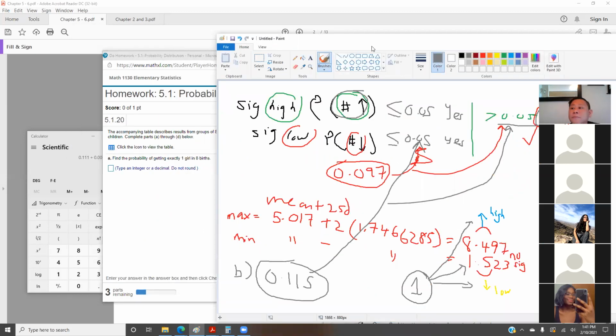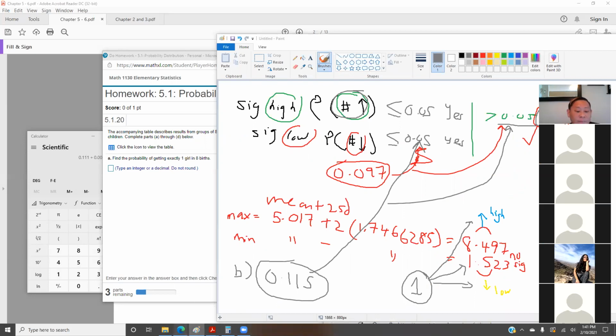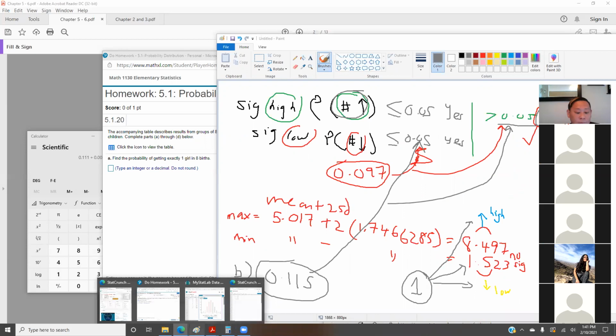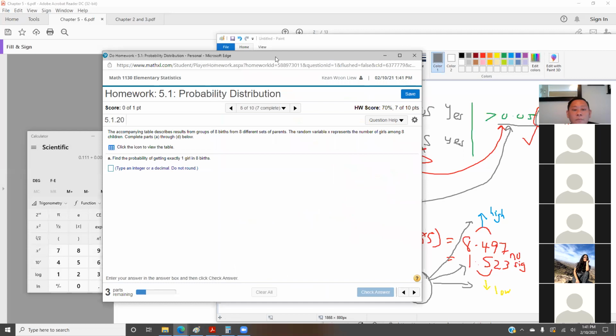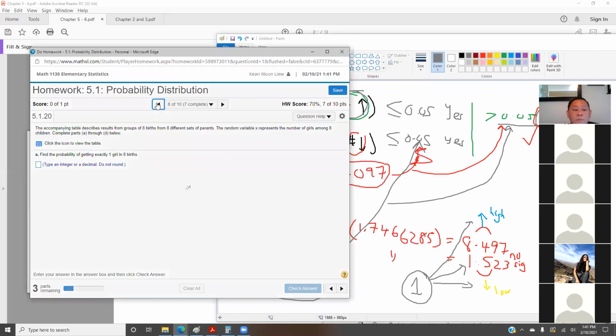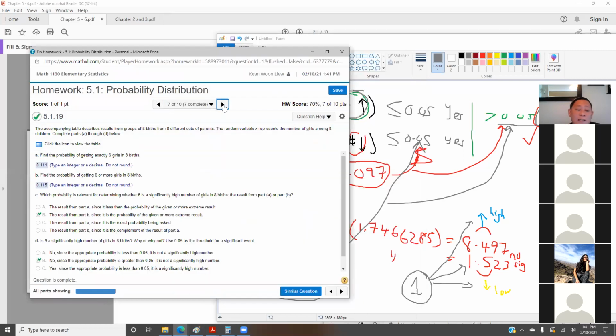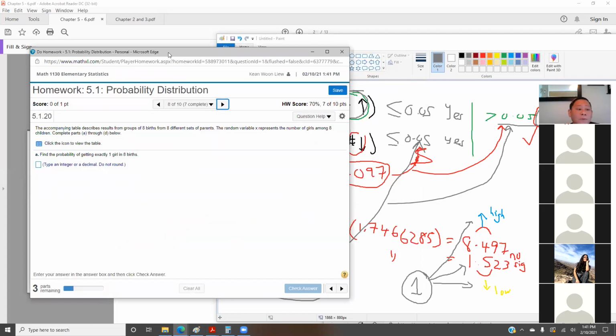Questions? So okay, for the question, it's talking about girls, like the probability of having girls or X amount of girls. So if it's less than 5%, we'll do another example.